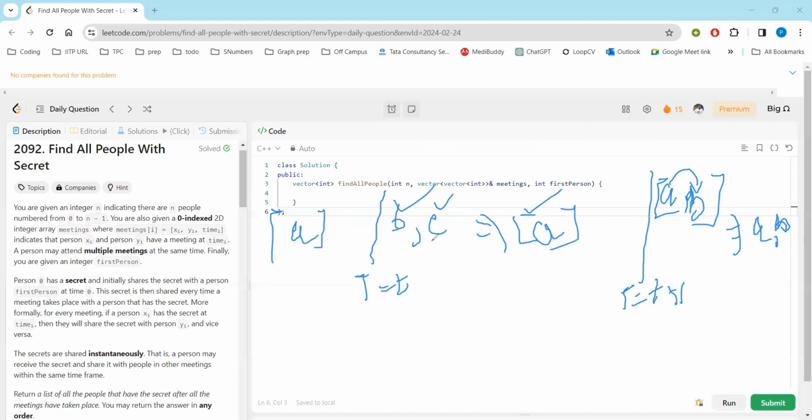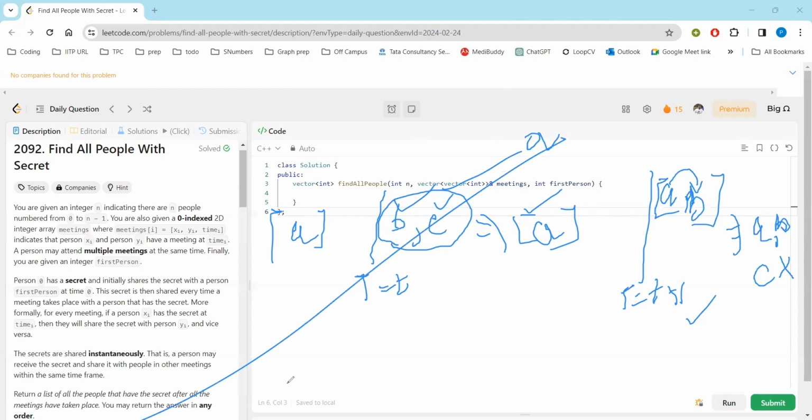So can we say, since there was a meeting between B and C, after this time frame, C will also know the secret? Is this correct? No, this is not. Because before time frame T plus 1, the meeting between B and C was over. Now we can't go back and share the secret with that person with whom we have the meeting earlier. So this point is wrong. So after this T equal to T plus 1, still only A and B will know the secret.